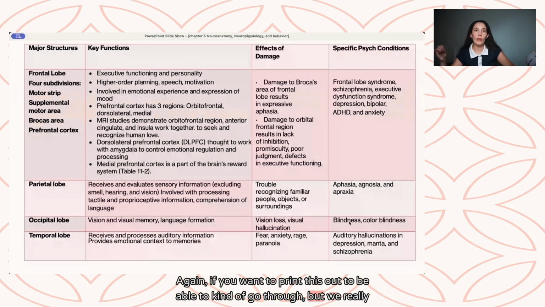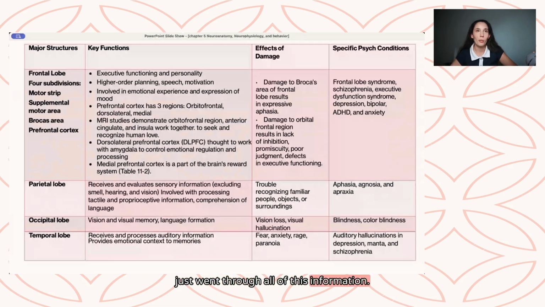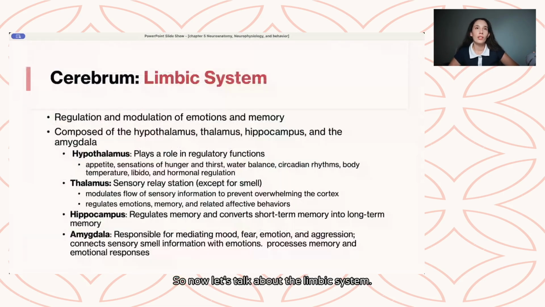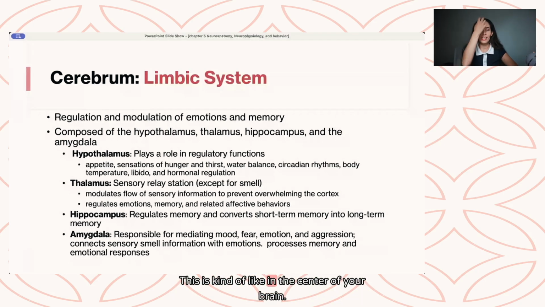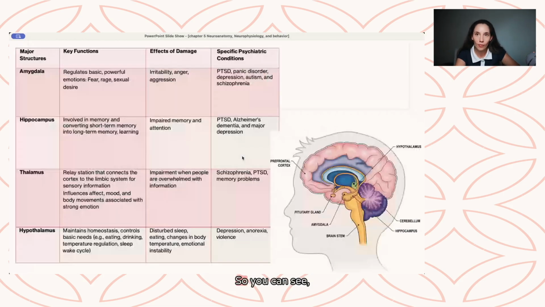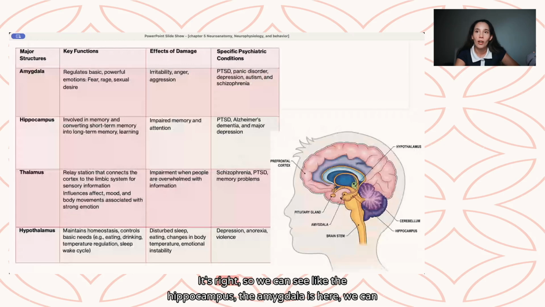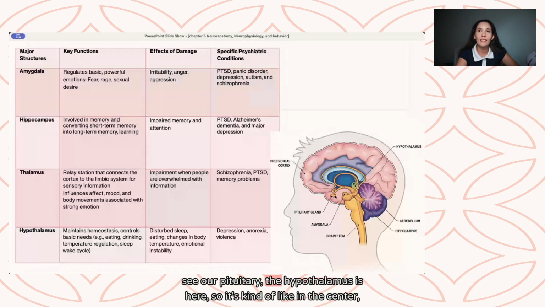So now let's talk about the limbic system. This is the regulation and modulation of emotions and memory. It's composed of the hypothalamus, the thalamus, hippocampus, and amygdala. This is in the center of your brain. Let's see, do I have a picture? Yeah, here we go. So we can see the hippocampus, the amygdala is here. We can see our pituitary, the hypothalamus is here. So it's in the center, at the top of the brainstem.